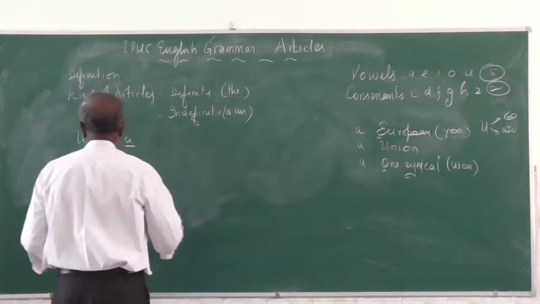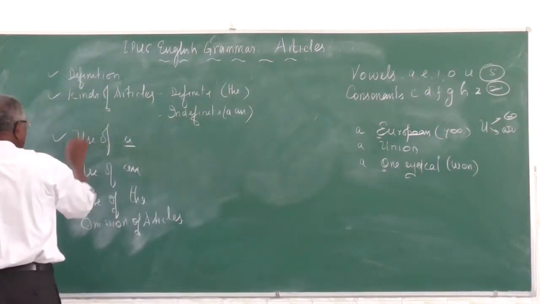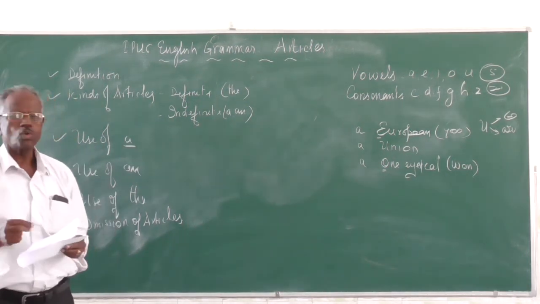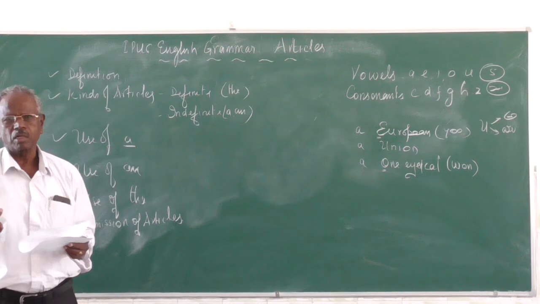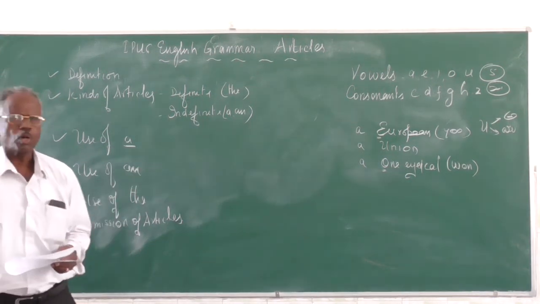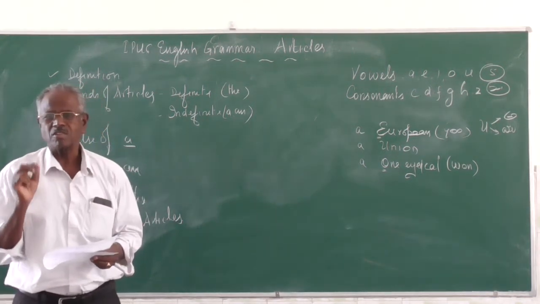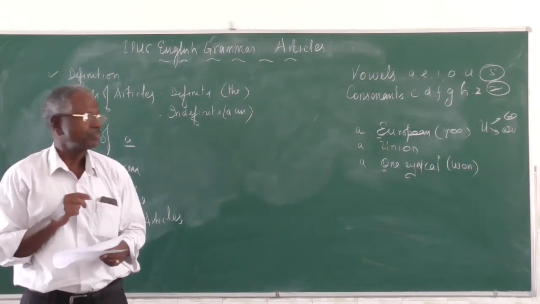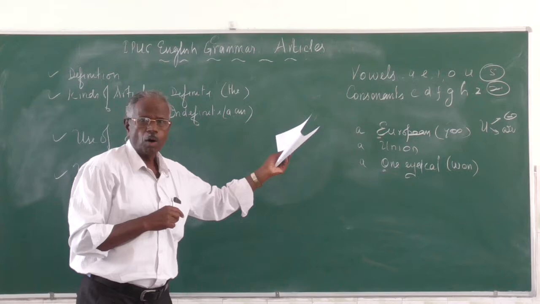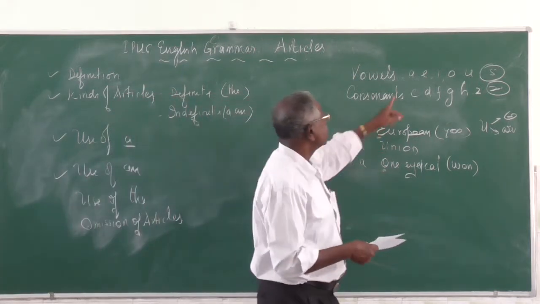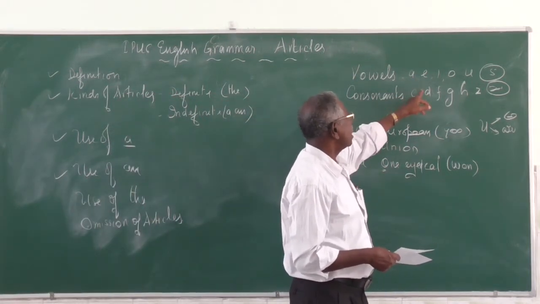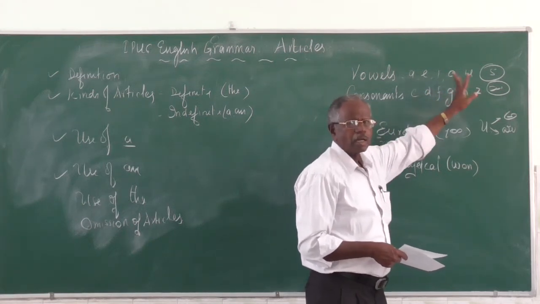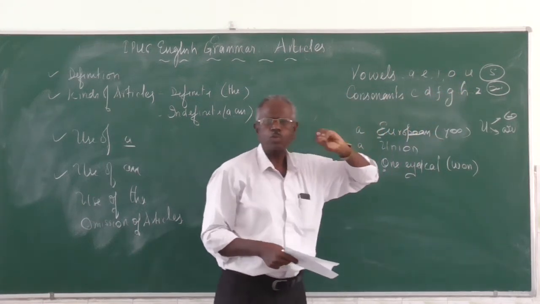Next we come to an. Use of an. So an is used before a word beginning with a vowel. Normally 5 vowels are there. Many students pronounce it as a vowel. No, it is vowel. V sound hai, W sound hai, O sound hai. Vowel. So 5 vowels. For example, an apple, an egg, an ice cream, an orange, an umbrella. So all the vowels we use an.